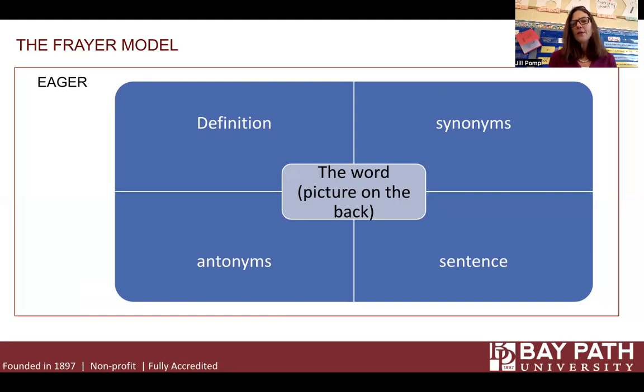And we're going to work together with our students to create a sentence using that target word. My sentence might be, I was eager to fly to Italy for vacation because I heard the food was amazing. And of course, I want my students to be able to illustrate that word on the back. So here you can see this graphic organizer has a spot for a synonym, an antonym, and a sentence.